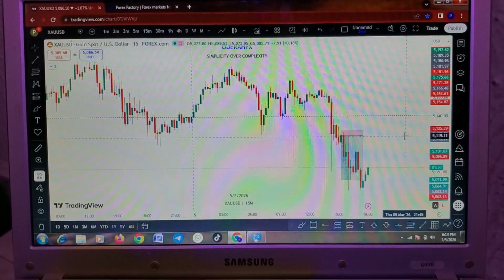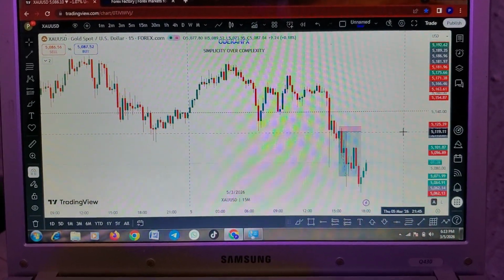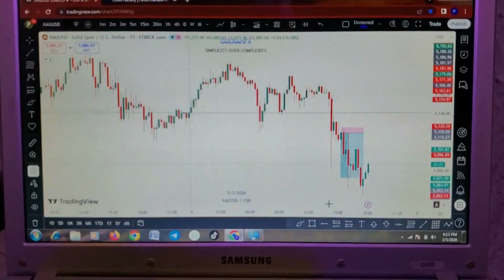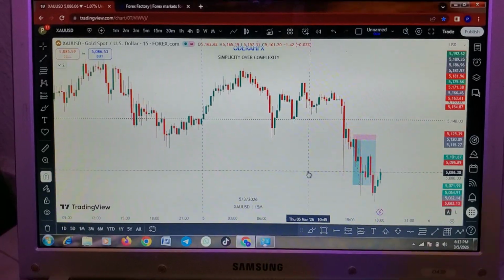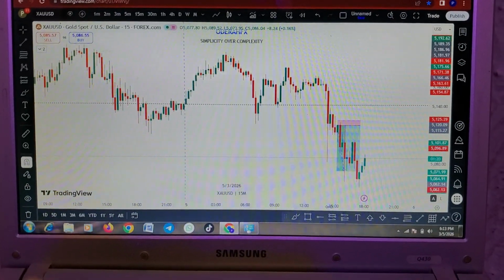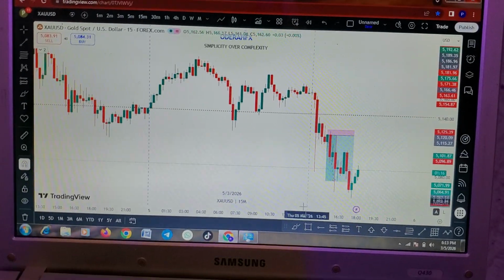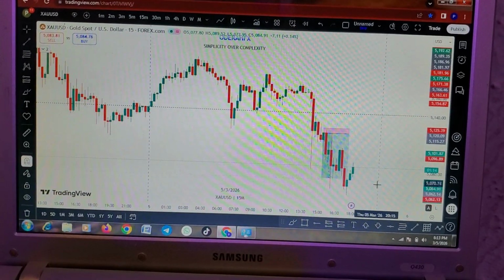Alright, let me just share a quick breakdown on this trade. It was the trade I caught today. Today being Thursday, let me quickly share the thought process behind this setup right over here.